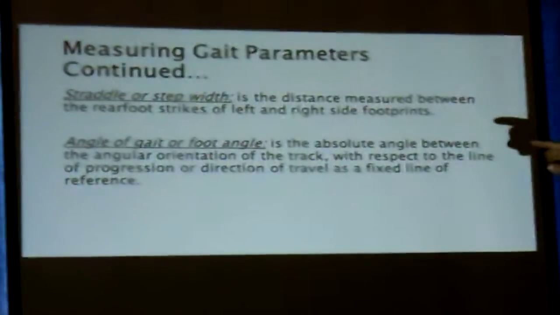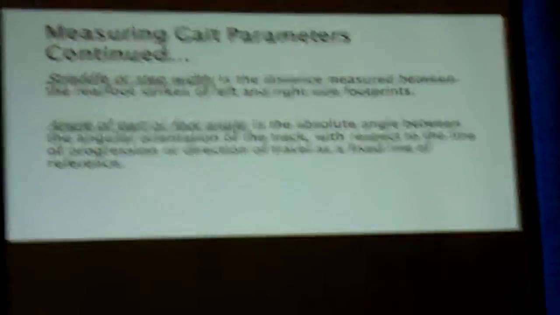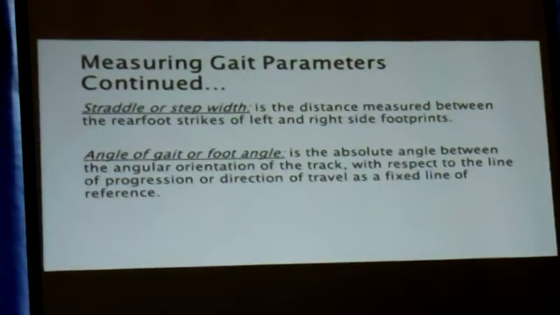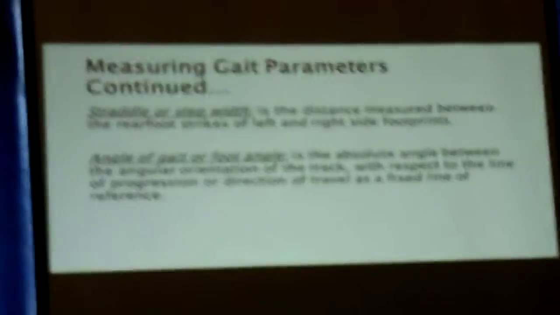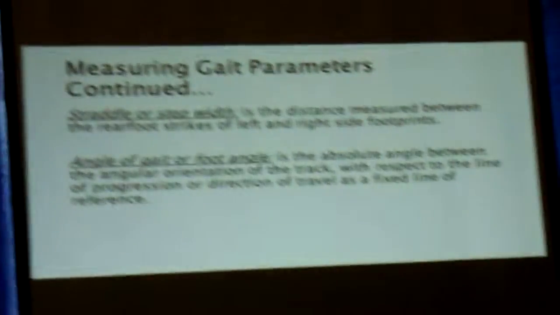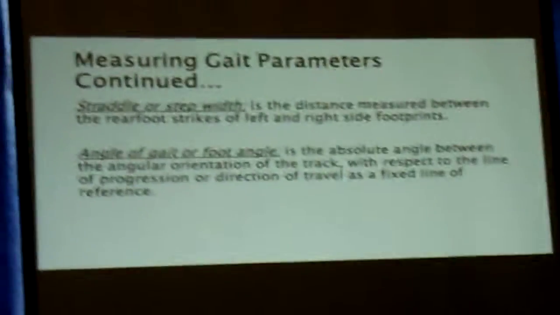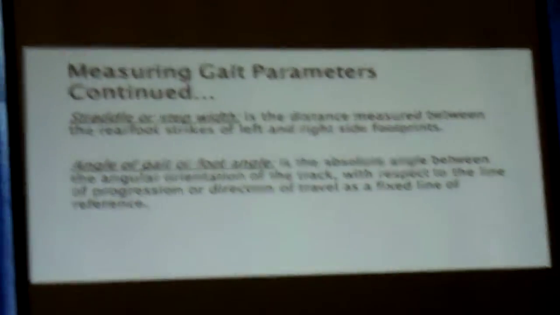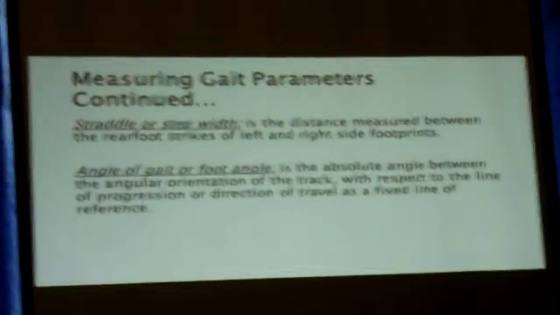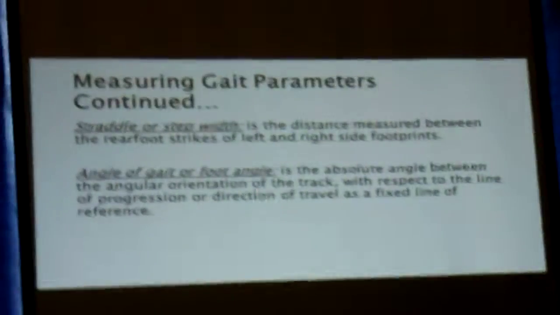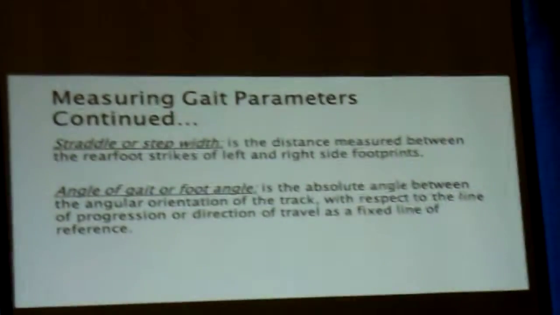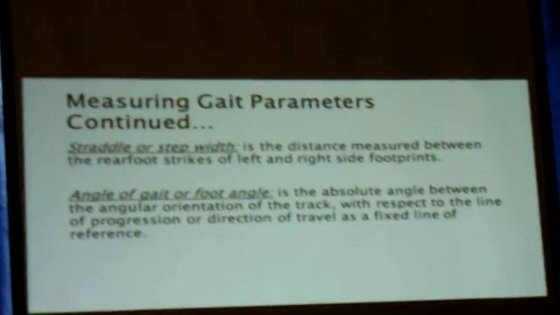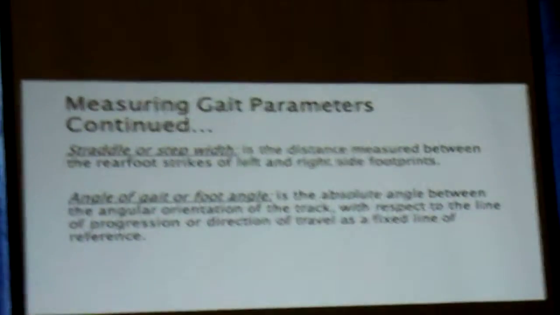Measured between the rear foot strikes of the left and right side footprints. So, you got a left foot and you got a right foot. That distance between their heels, if that makes sense, that's the straddle. Now in tracking, like for instance wolves or grizzly bears, quadrupeds, straddle is always outside of the heel or the foot to the outside. And that can help actually determine the size of the animal.